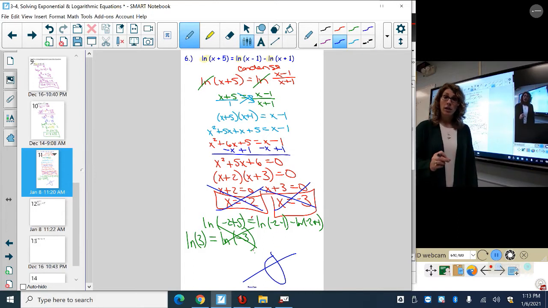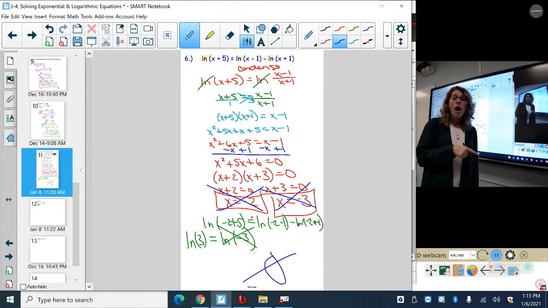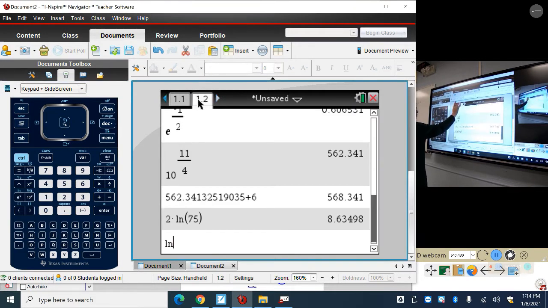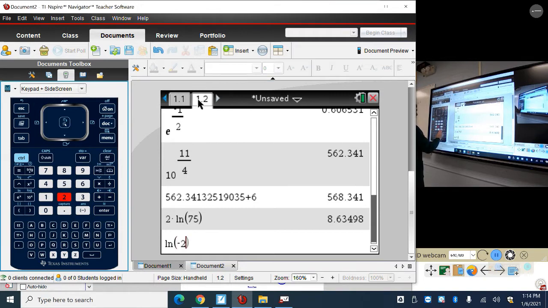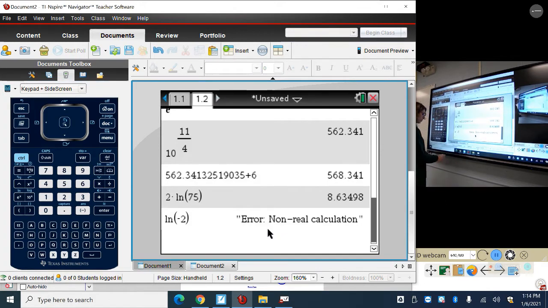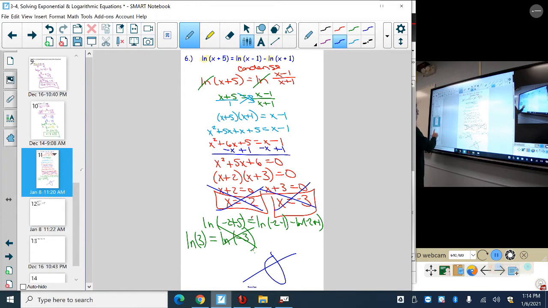-2 and -3, when you plug them back in, are not part of the domain of the natural log function. The natural log function only exists for values of x greater than 0. You cannot take the natural log of -2. Let me show you. The natural log of -2 is a non-real calculation. It's not part of the domain, so it's not possible, okay? So that's why number 6 is different.